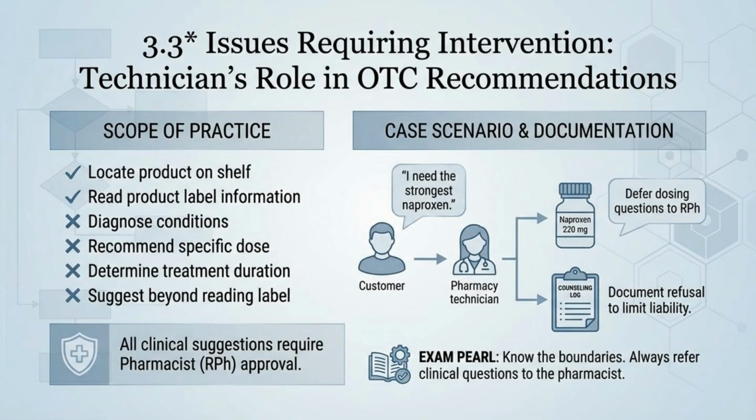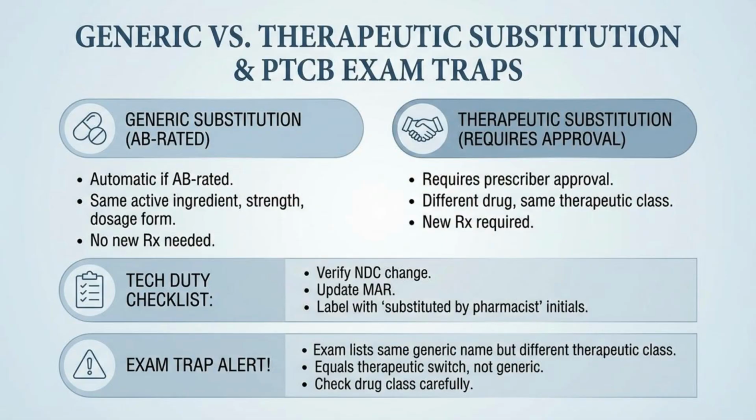A technician's scope of practice for OTC recommendations is limited to locating products and reading labels. Crucially, all clinical suggestions must be deferred to the pharmacist to limit liability. Generic substitution is automatic if AB rated, while therapeutic substitution requires prescriber approval and a new prescription. Always verify NDC changes and update them as part of your tech duty checklist.